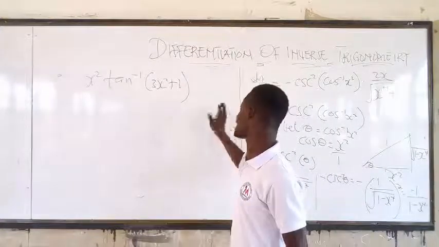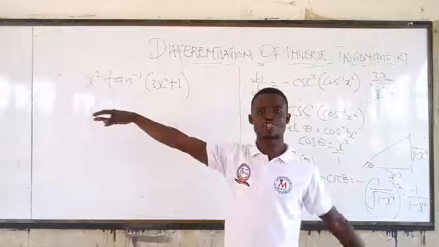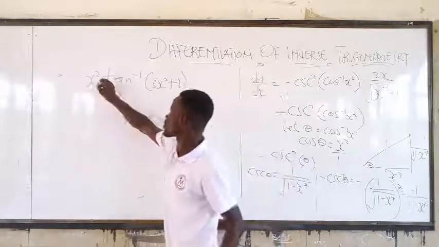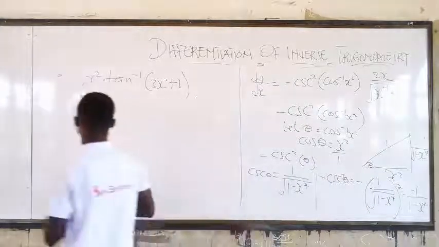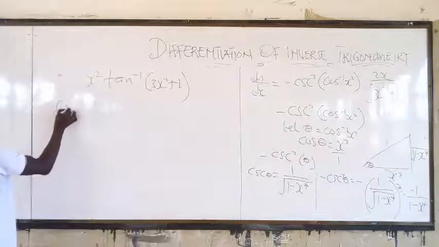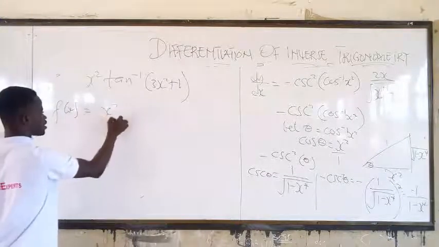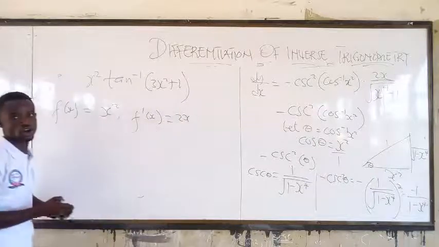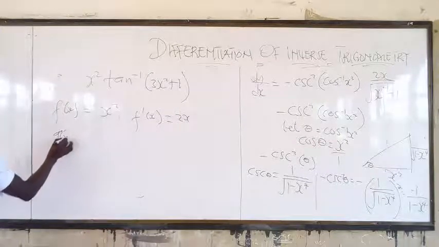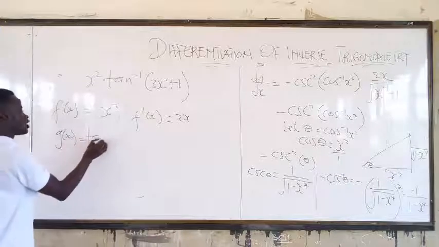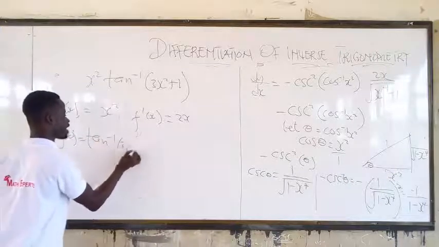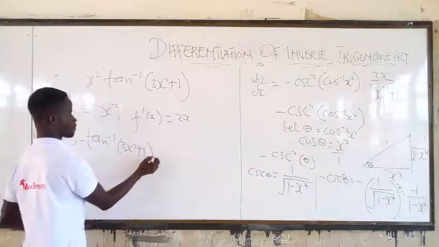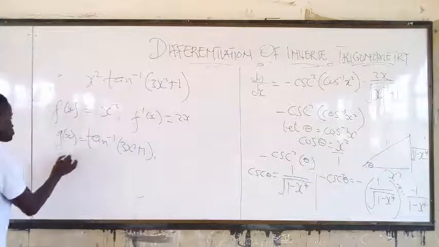So now looking at this, this is what? A product rule, because you can see it here. So you define your f of x to be equal to x squared. f prime of x will be equal to 2x, you know already. And g of x will be equal to the tan inverse of 3x squared plus 1. So you go for g prime of x.